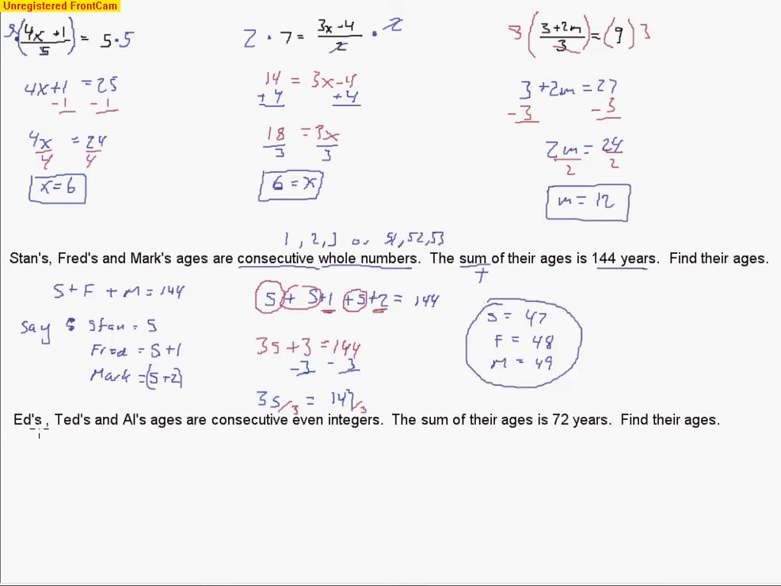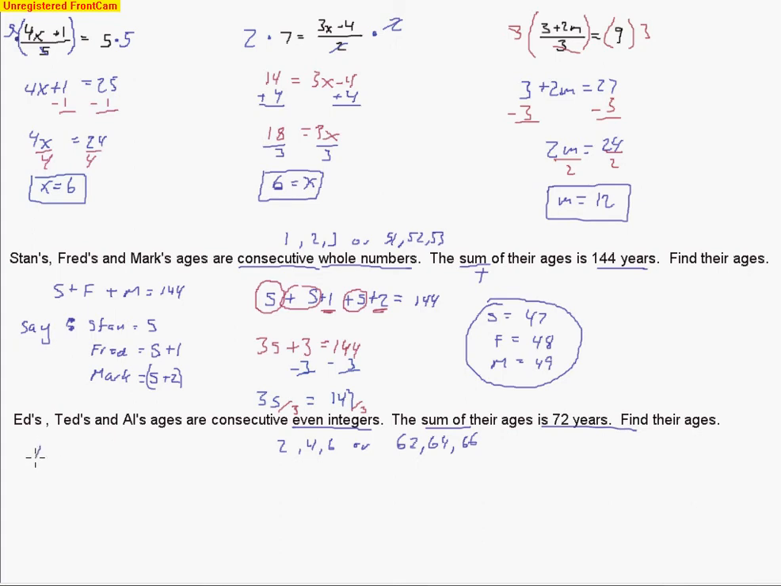Now, here it says Ed's, Ted's, and Al's ages are consecutive even integers. That would mean like 2, 4, 6, or it could be like 62, 64, 66. So consecutive even integers, the sum of their ages is 72 years. So again, we'll do the same sort of thing.